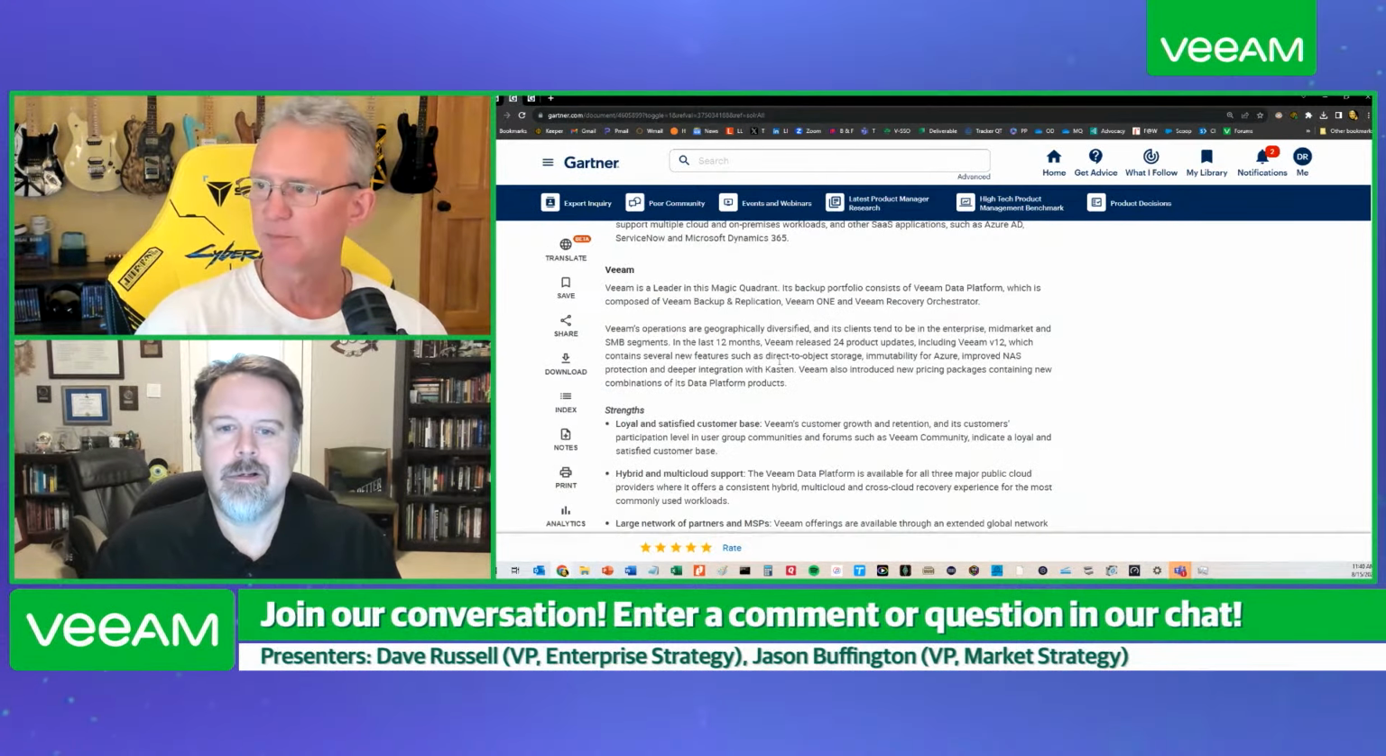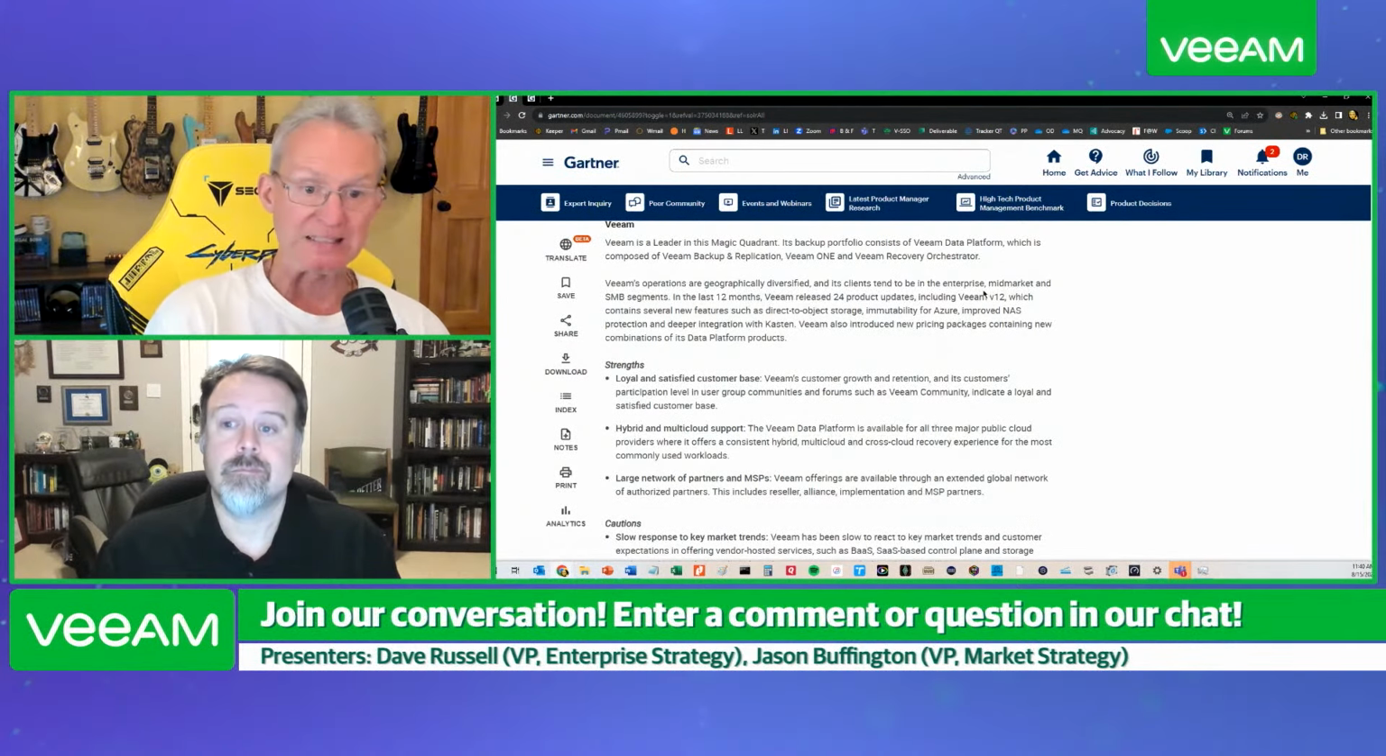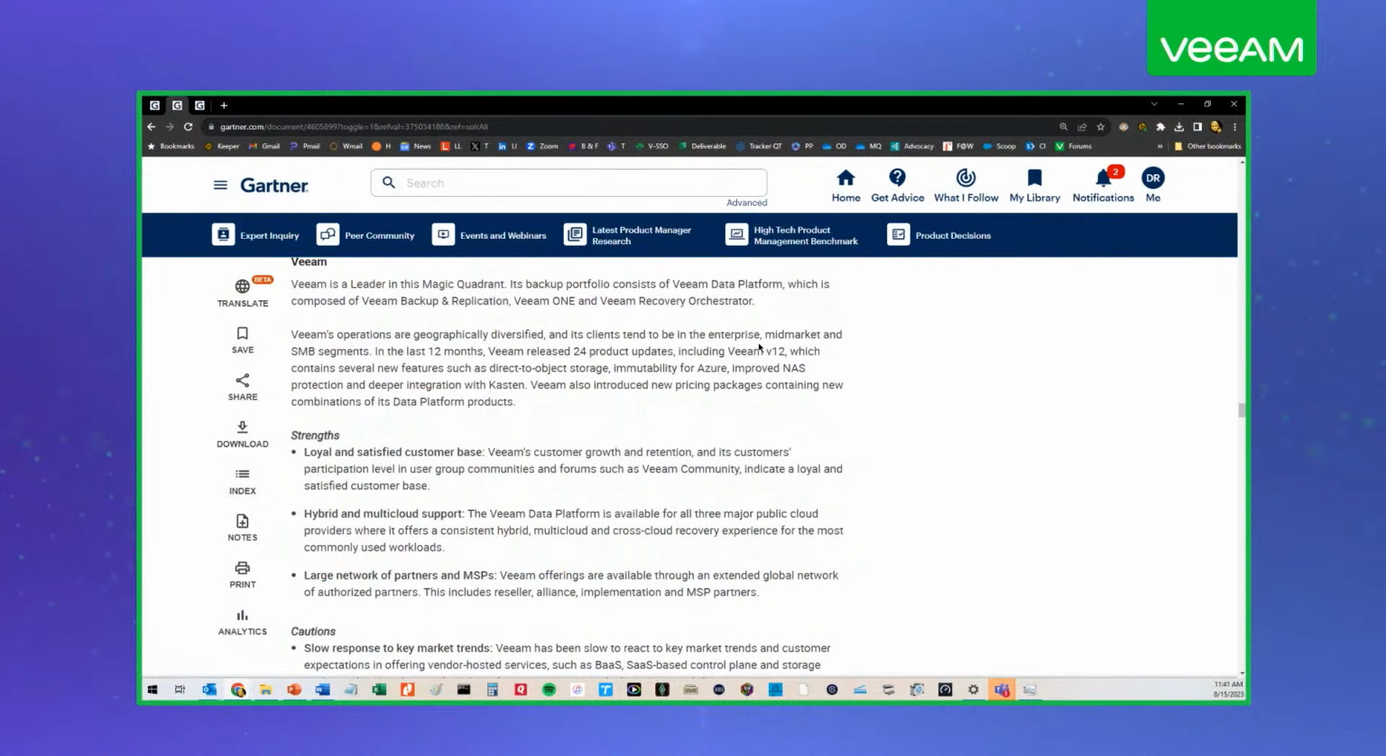It's a great point because the analysts try to be very equal in terms of the amount of text. And this particular Magic Quadrant has been very faithful to have three strengths and three cautions for every vendor to offer a little bit of additional guidance. So the Veeam text is positioned here. It talks about the number of releases in the last year, which Veeam had 24 of. Also talks about repackaging into the Veeam Data Platform.